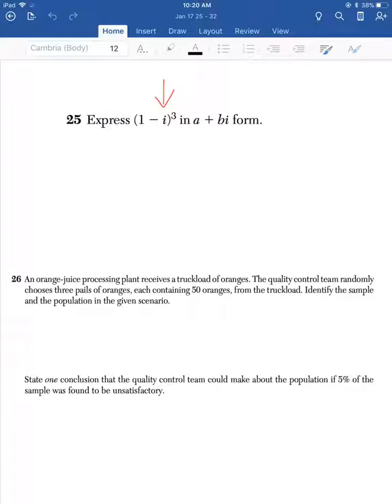So first, remember, you're not just cubing each part. You have to rewrite this as 1 minus i, 1 minus i, and then 1 minus i. You can only multiply two things at a time, so then I'm going to double distribute the second two. You can double distribute the first two if you want, doesn't matter.